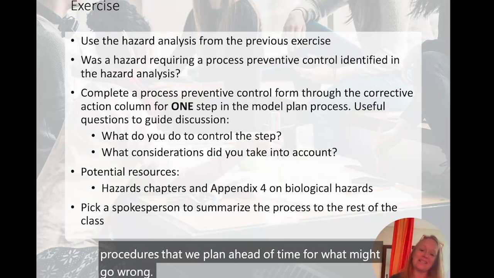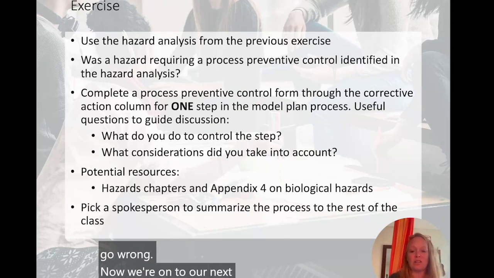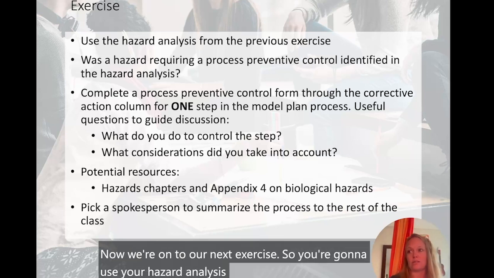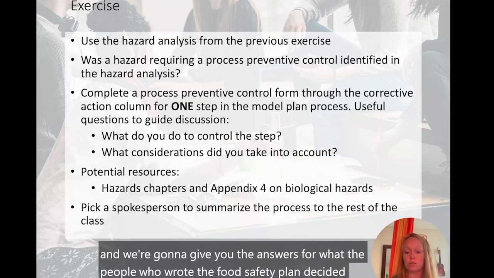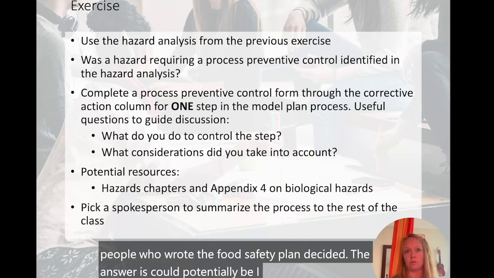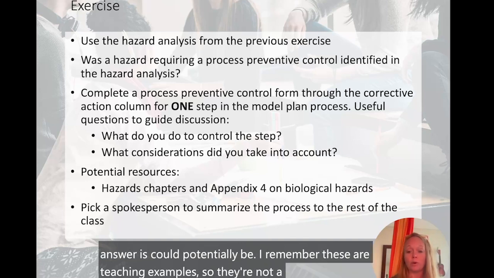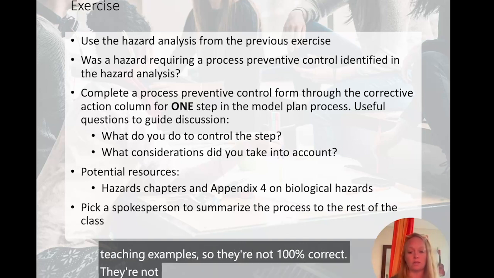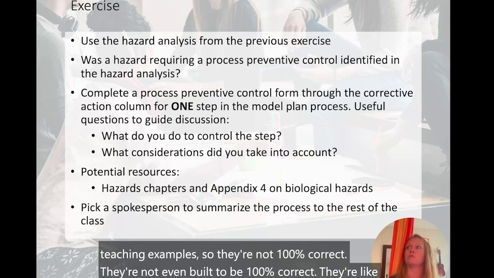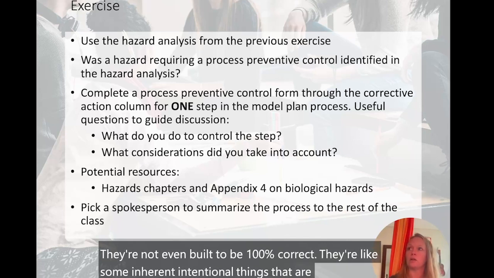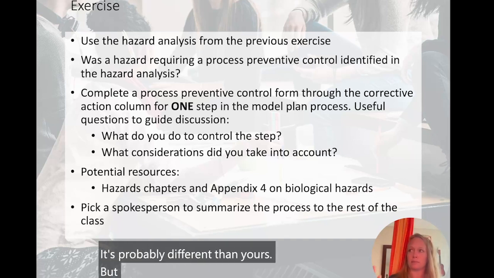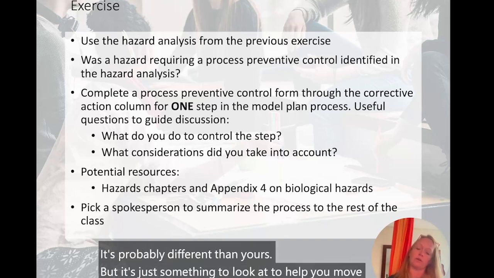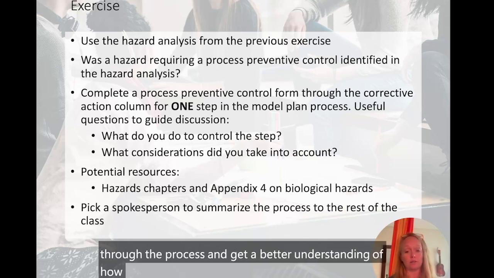Now we're on to our next exercise. So you're going to use your hazard analysis from the previous exercise. And we're going to give you the answers for what the people who wrote the food safety plan decided the answers could potentially be. Now remember, these are teaching examples, so they're not 100% correct. They're not even built to be 100% correct. There are some inherent intentional things that are wrong or different. It's probably different than yours, but it's just something to look at to help you move through the process and get a better understanding of how somebody might do a hazard analysis.